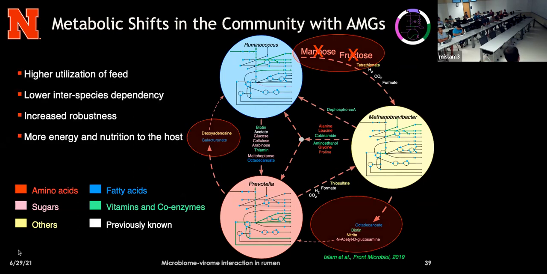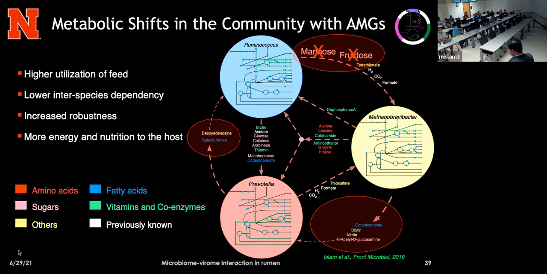So that gives us the idea that using the viral auxiliary metabolic genes results in higher utilization of the feed molecules and also more production of energy and other nutrients, and less reliant metabolism between the microbial species. That means they are now more robust. Also, since there are surplus nutrients, these can now be absorbed by the cattle host, which improves the energy and nutrition of the cattle host.